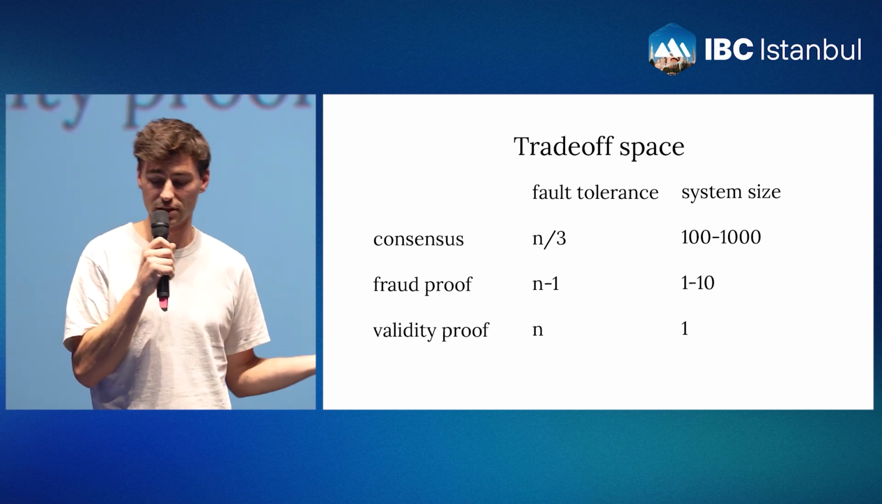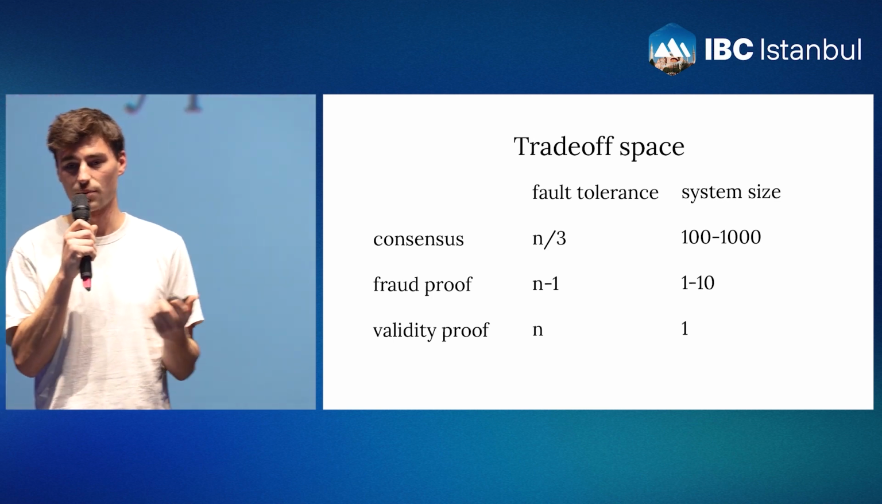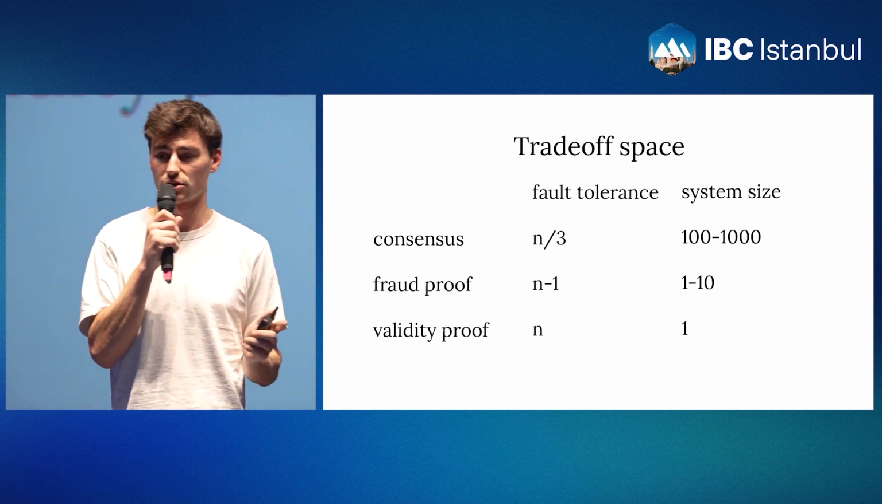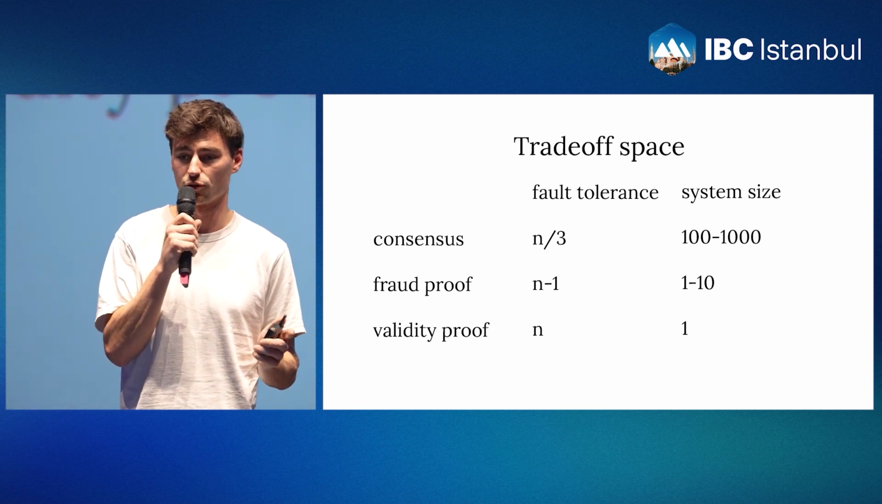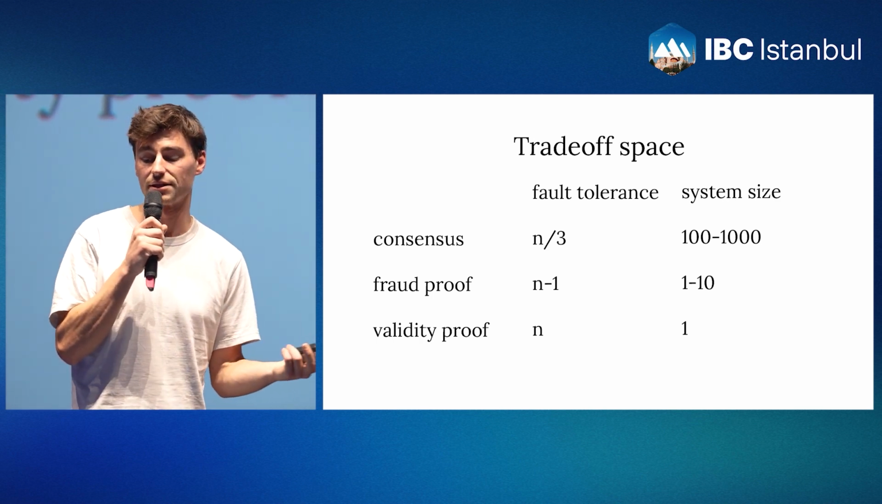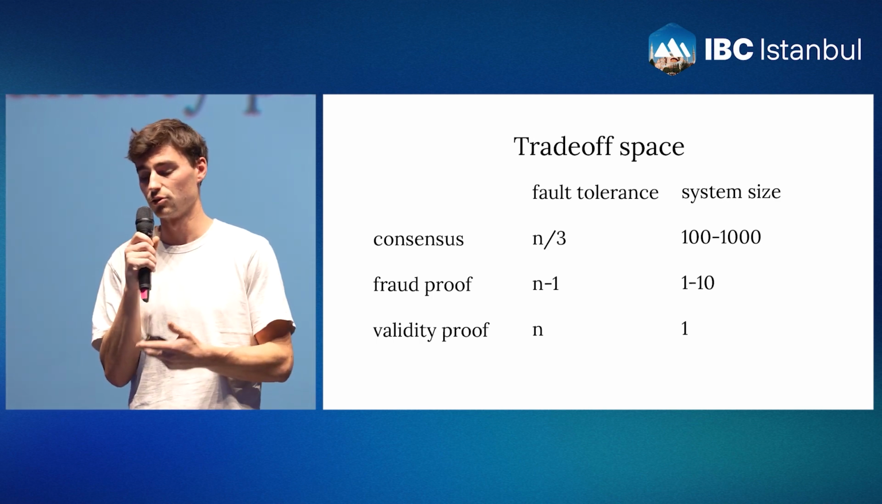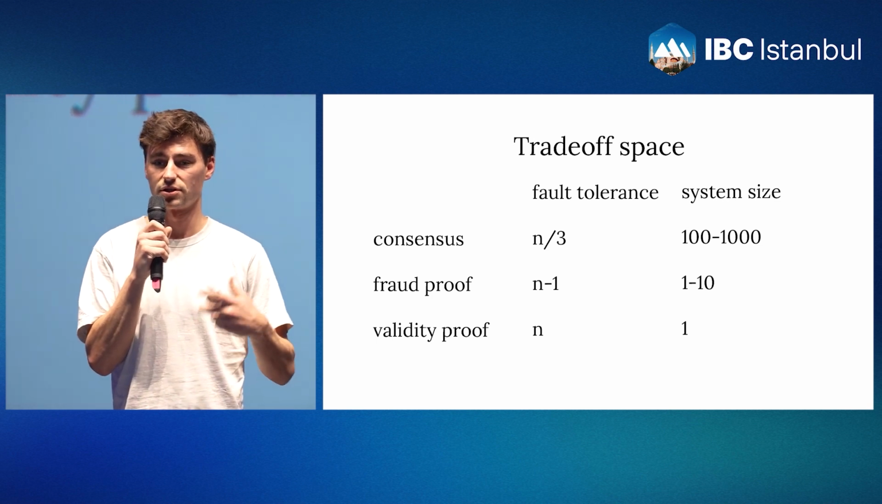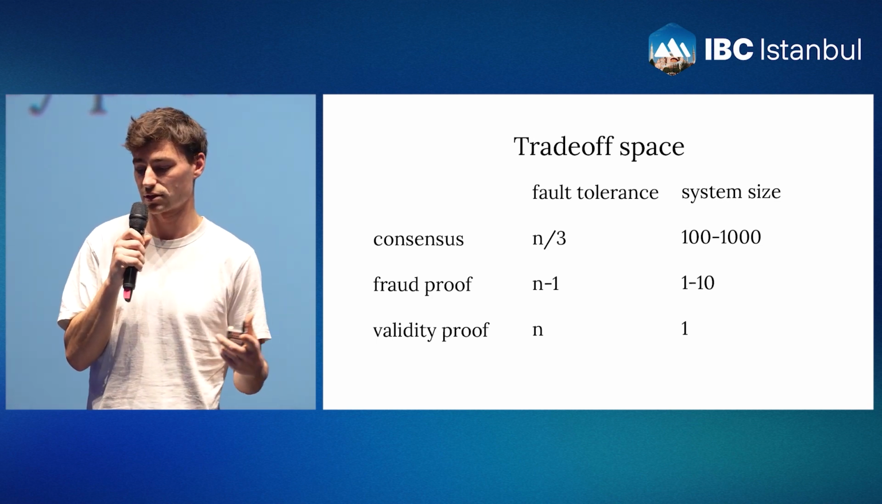So in comparison with consensus, fraud proofs is n-1. What I mean by that is as long as there's one honest full node there that can provide the fraud proofs for it, you have the security that you will not trust a state that is incorrect. And so we can also reduce the amount of processes running for this.